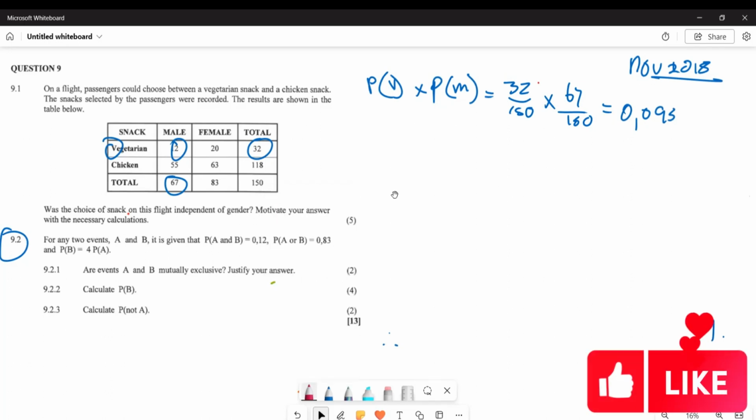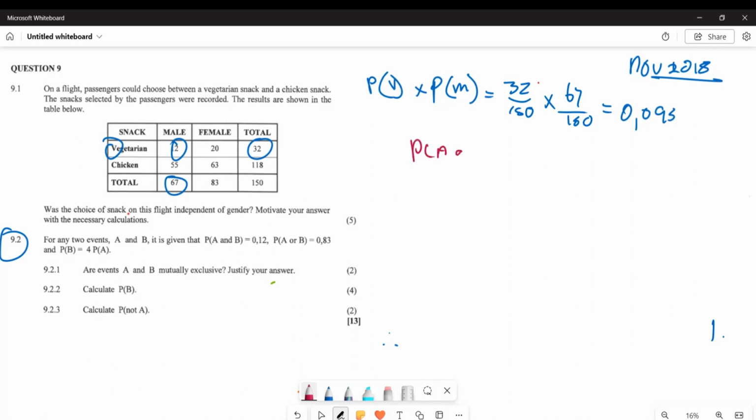Now, the first question is, are these independent? Are these events mutually exclusive? Now, for mutually exclusive, isn't it that the probability of A and B must be equal to 0? But if you check here, you have the value for the probability of A and B. So therefore, we are going to say no. Your answer is no. Why is it no?